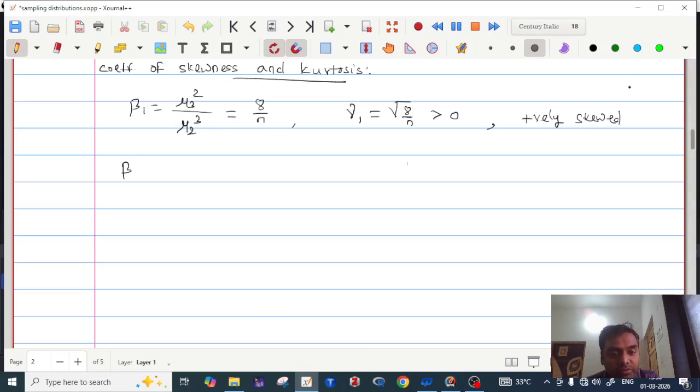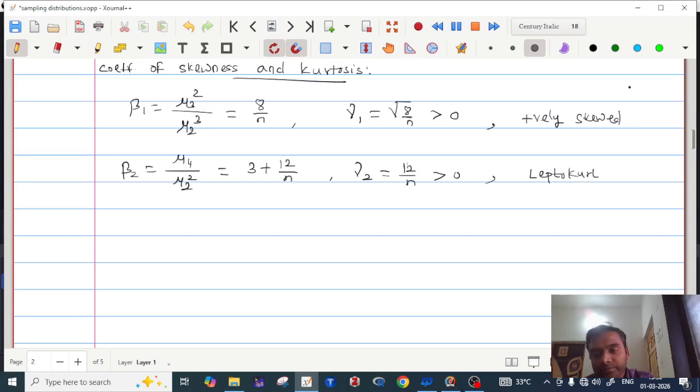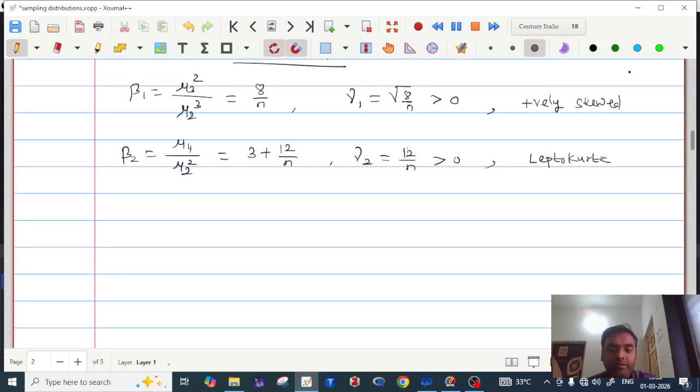Next, beta 2. Beta 2 is mu 4 upon mu 2 square. Putting the values of mu 4 and mu 2, we get beta 2 as 3 plus 12 upon n. Gamma 2 is equal to beta 2 minus 3, so these 3 get cancelled. Gamma 2 is 12 upon n. The interpretation is that the chi-square distribution is leptokurtic. That's it.